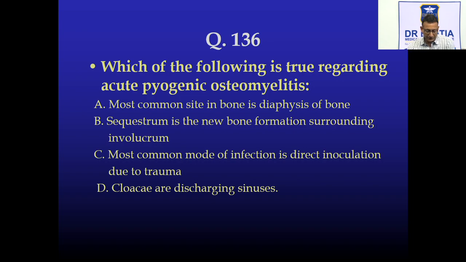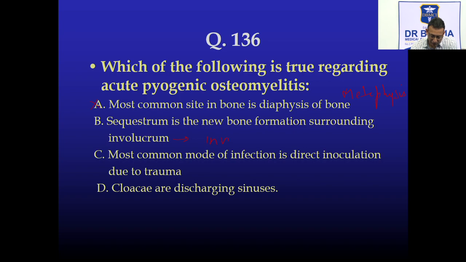Next question 136 is, which of the following is true regarding the acute pyogenic osteomyelitis? Okay, so we all know most common area involved in osteomyelitis is metaphysis. Okay, so he is asking most common site involved is diaphysis, so this is not true. Okay, so sequestrum is the new bone formation surrounding the involucrum. This is not the right statement. Basically, involucrum is something which surrounds the sequestrum.